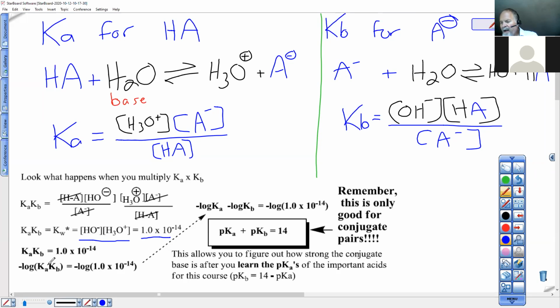Take the negative log of both sides. The negative log of Ka is called pKa. The negative log of Kb is called pKb. The negative log of 10 to the negative 14 is negative 14, also known as 14. There's the thing we used on our previous question. All you have to do is believe it's true because it is, and just use it. So if you want a pKb, you take 14 minus pKa. So we got that covered now.